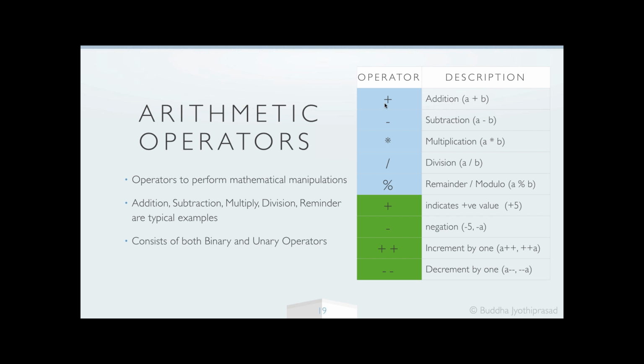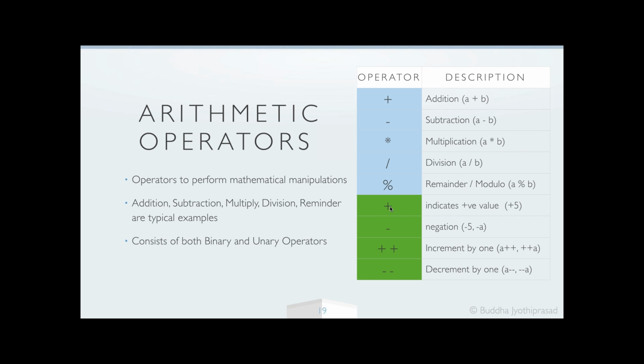Okay, and this plus, minus, multiplication, division, and remainder are all binary operators. They take two operands. Like when we say plus, we have to have two numbers to add, right? The same is the case with division, multiplication, subtraction, or modulo operation. So all of these need two operands. So these are all binary operators.